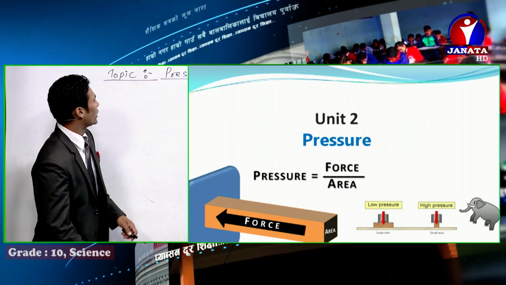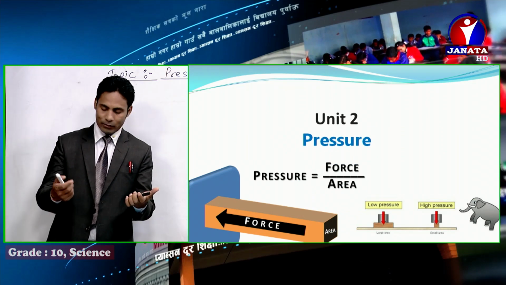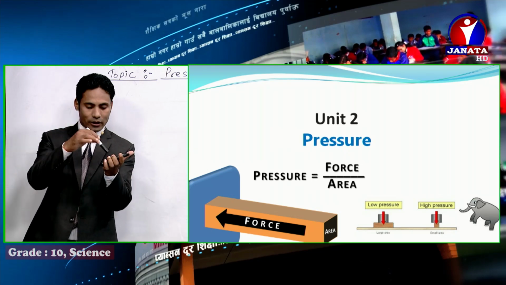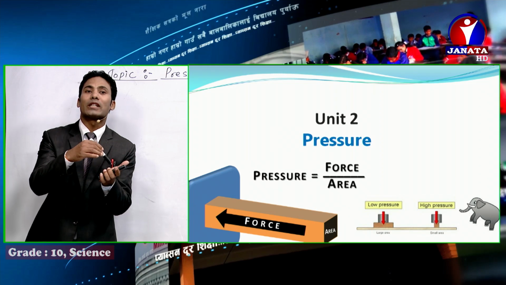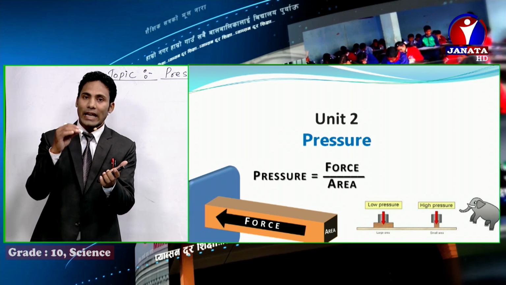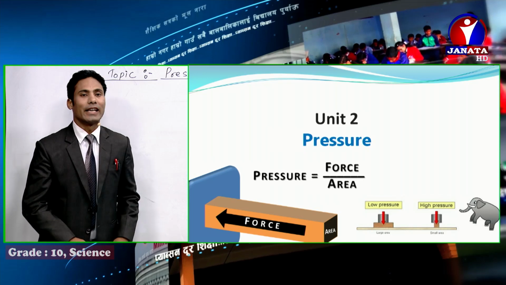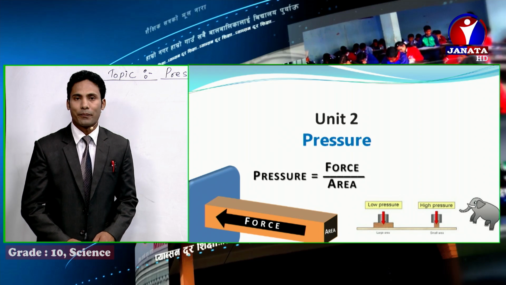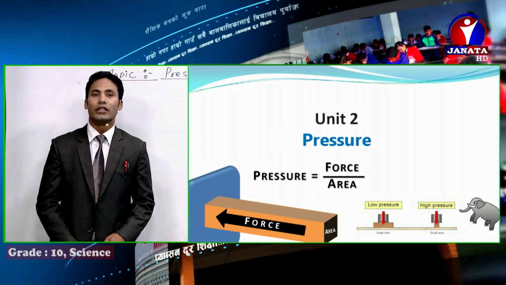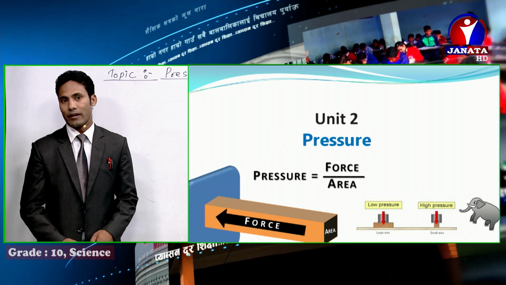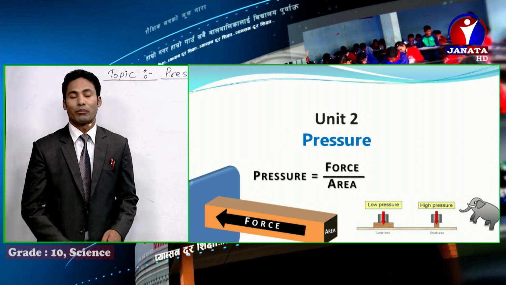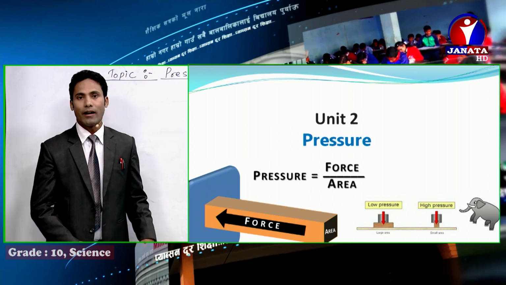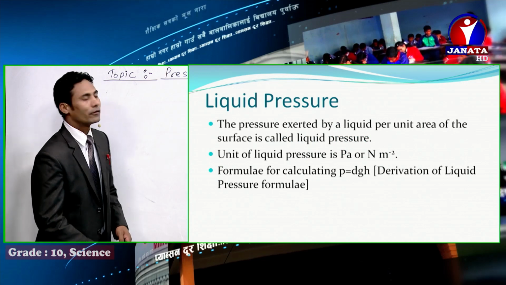Okay, so let's see what is pressure. Whenever I apply a force on a certain area, then the force exerted on that area is defined as the pressure. So pressure is the force per unit area, and the unit of pressure is Newton per meter square, which we combinedly call Pascal also. So the unit is Newton per meter square, or Pascal, for the pressure.